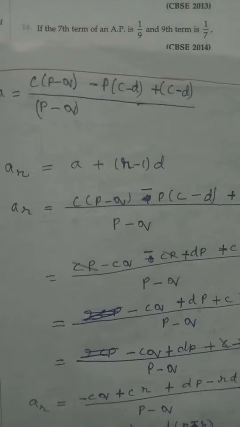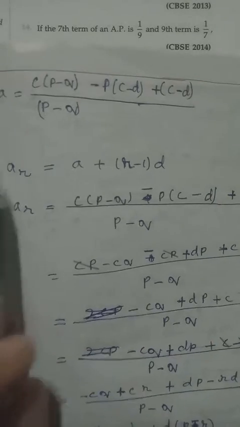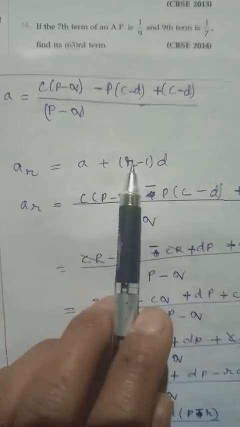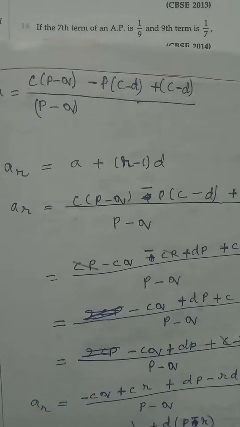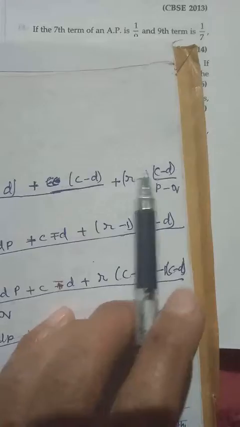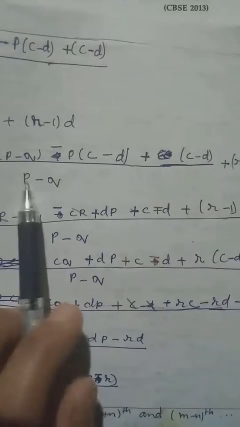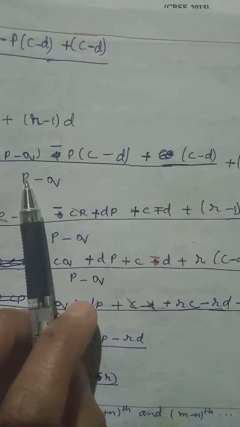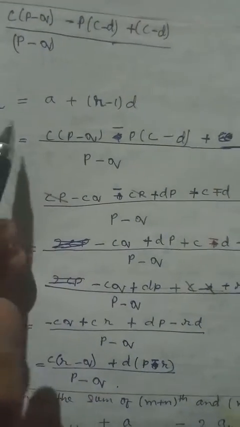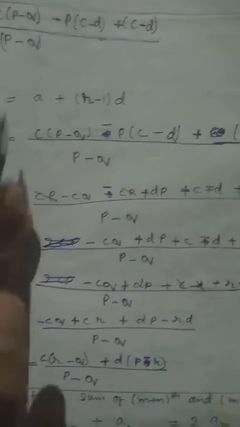So now we have to find the value of AR, because the question wants us to find AR. So we use the general formula, but in place of N we put R. Then capital A we already have from here, we will replace it. R minus 1 remains. D we already have from there, so we can replace. Again here we have fractions with the same denominator P minus Q, so we can take 1 as LCM. The numerator remains the same because the denominators are the same.